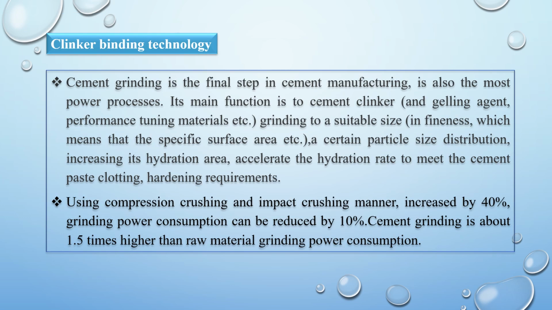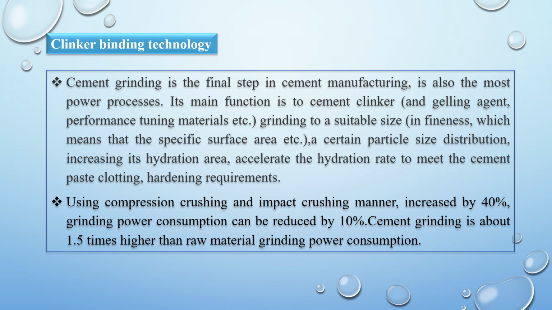Next one is clinker grinding technology. Cement grinding is the final step in cement manufacturing, and it is also the most power-consuming process. Its main function is to grind cement clinker to a suitable size and a certain particle size distribution, increasing the hydration area and accelerating the hydration rate to meet the cement paste setting and hardening requirements. Students, in cement production, the final step is the grinding of cement.